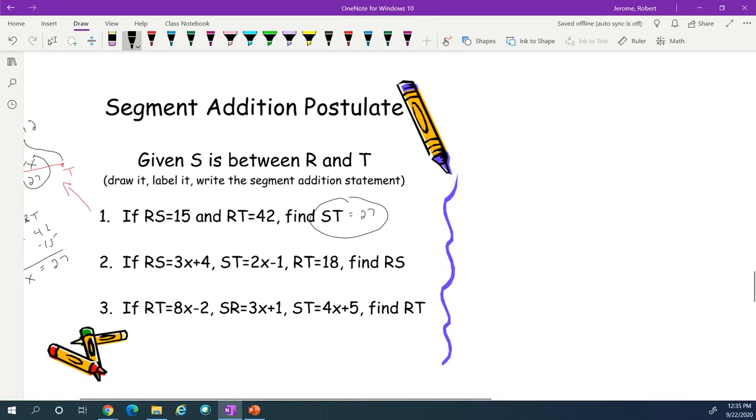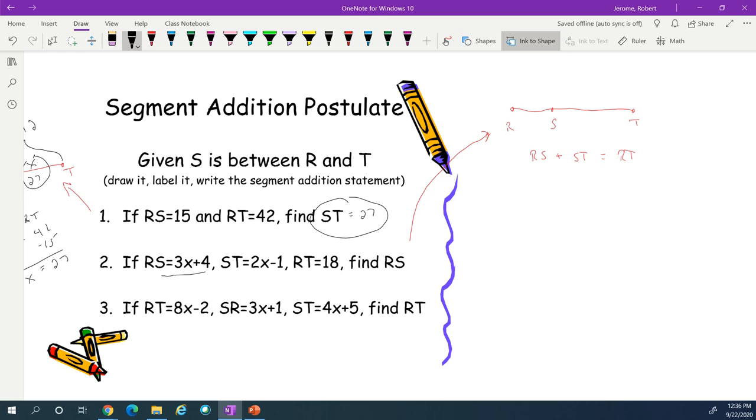Let's do another. Bring number 2 up here. Again, S is between R and T. So I'm just redrawing it for a new picture. R, T, S. Let's fill in the segment addition statement. The first little piece plus the second little piece equals the whole thing.